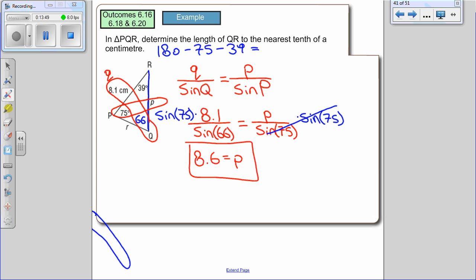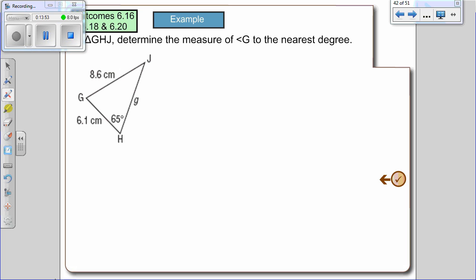I have one more example here where we have another basic triangle drawn for us. Now they're asking us to look for angle G. Angle G is right here. Again, we look at our triangle, we notice it's not 90 degrees. Since it's not 90 degrees, we know that we have to use Sine Law. We can't use SOHCAHTOA. We can't use Pythagorean theorem.